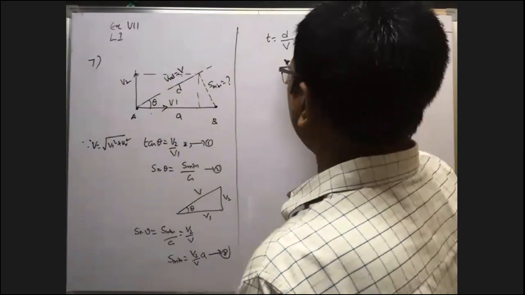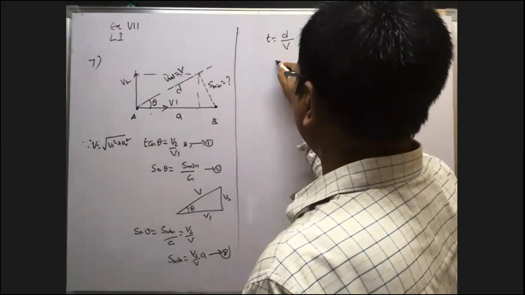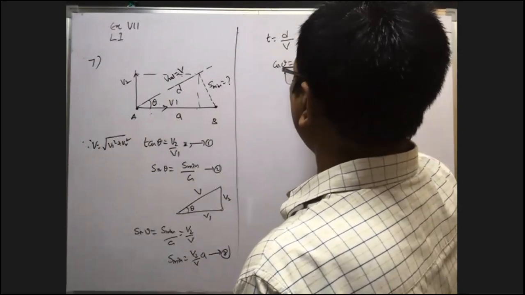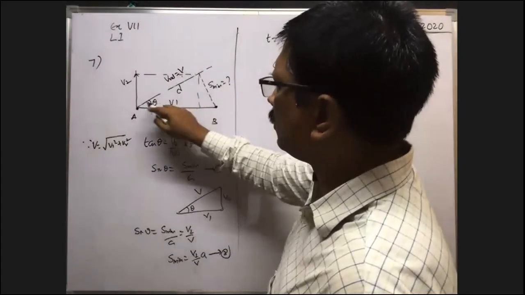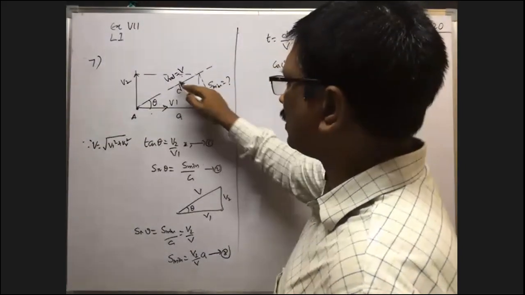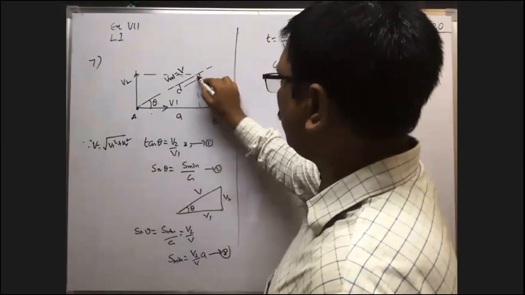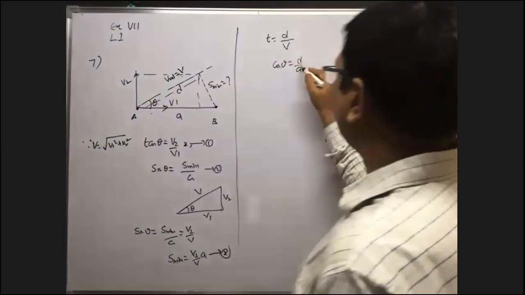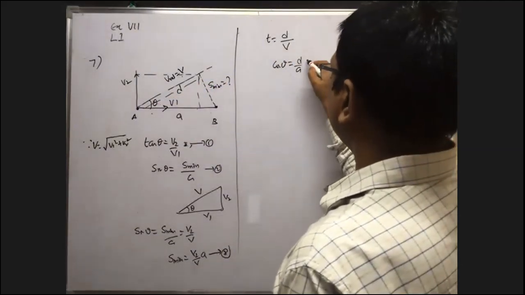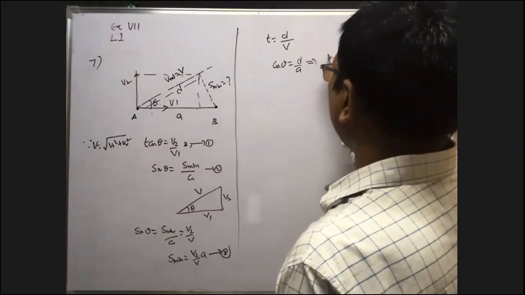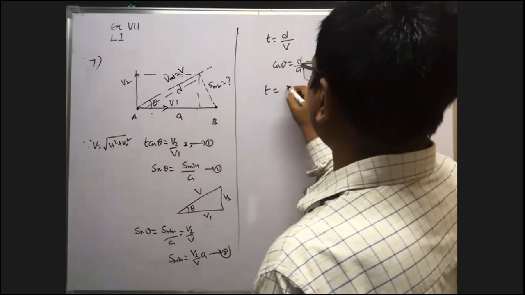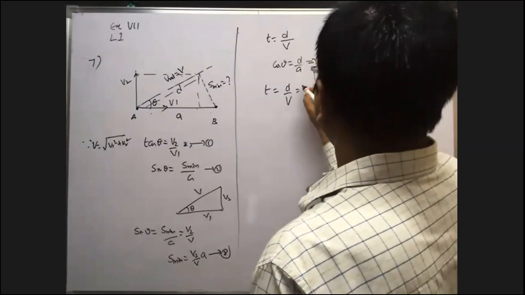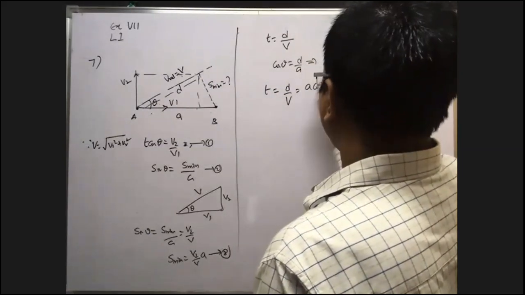You take cos theta. Cos theta is equal to d by a. In this right angle triangle, cos theta is equal to adjacent by hypotenuse, means d by a. Then you substitute the d value. Because a is given, d is equal to a cos theta. Therefore, t is equal to d by v, that is equal to a cos theta by v.